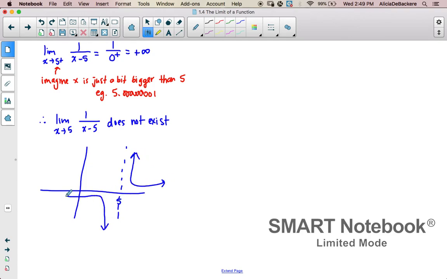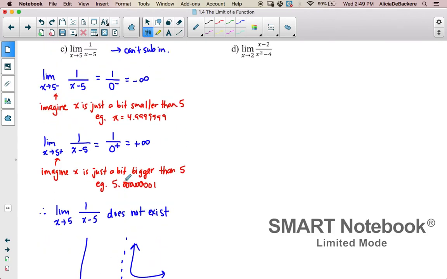This is our grade 11 function, right? The reciprocal function's just been shifted horizontally 5 units. So that kind of makes sense, right? That from the left, I'm approaching negative infinity. From the right, I'm approaching positive infinity with my y values. And so, of course, there is no limiting value. These are not running into each other as I get closer and closer to 5.